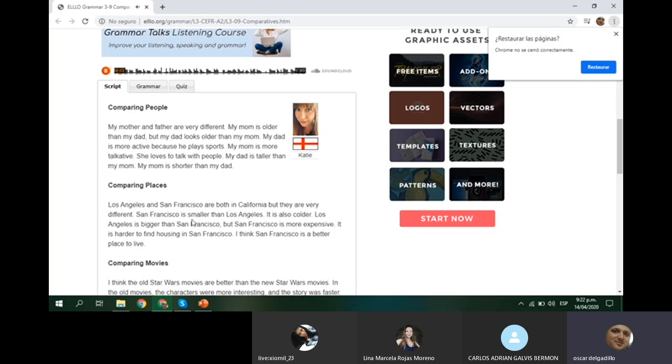Comparing people. My mother and father are very different. My mom is older than my dad, but my dad looks older than my mom. My dad is more active because he plays sports. My mom is more talkative. She loves to talk with people. My dad is taller than my mom. My mom is shorter than my dad.